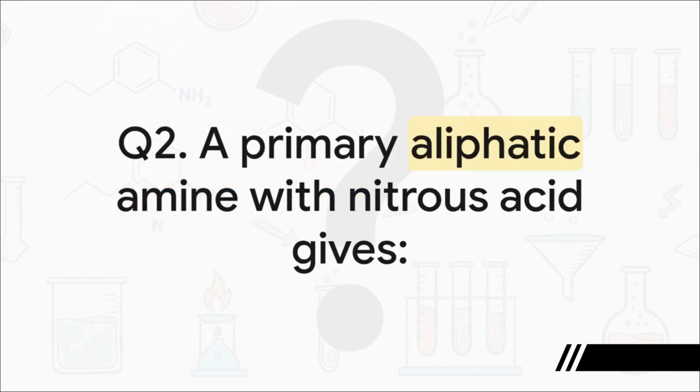Question 2. A primary aliphatic amine reacts with nitrous acid to give what? Check your options, pause and pick your answer. The key word here, the most important word, is aliphatic. Ready? The correct answer is C, N2 gas. Remember from our cheat sheet? The diazonium salt, which is option A, is only formed by aromatic primary amines, and only in the cold.